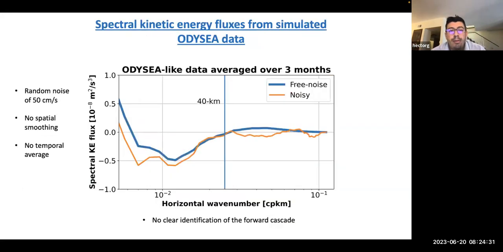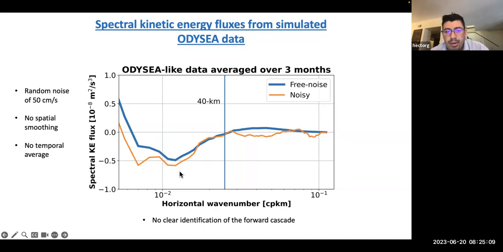So first, here I'm showing the kinetic energy fluxes without any spatial smoothing and no temporal average. So just considering the 5 kilometers footprint and the random noise. The blue line is the ODYSEA sampling without the noise, and the orange line is ODYSEA sampling plus the random error. So as you can see, the random noise has an impact on either the inverse cascade or the forward cascade.